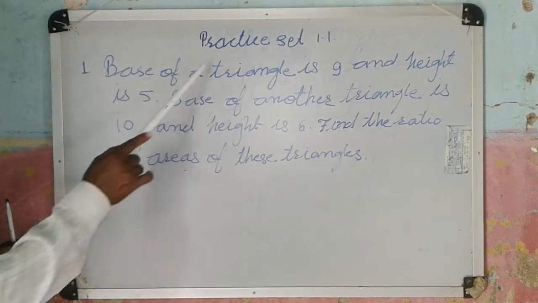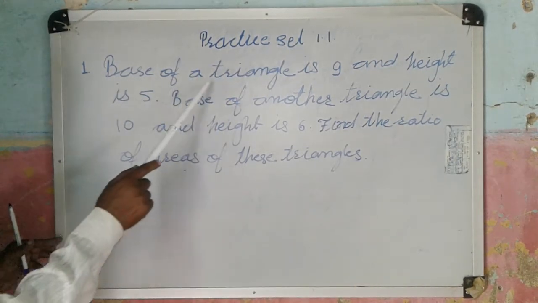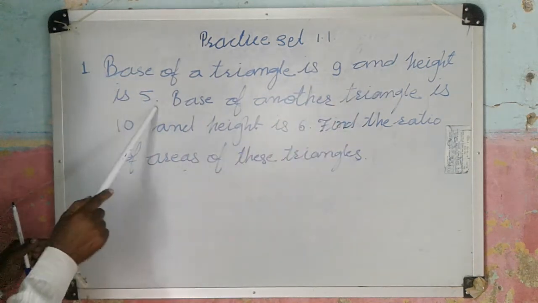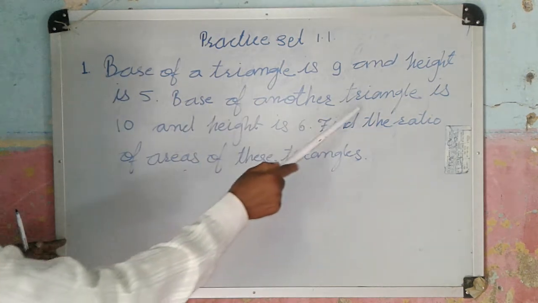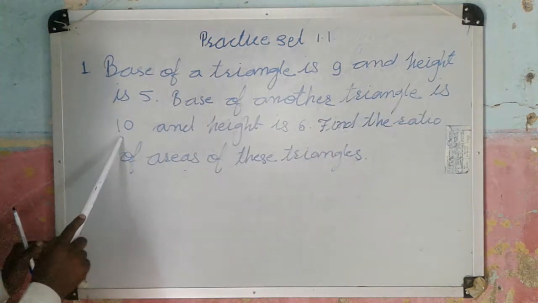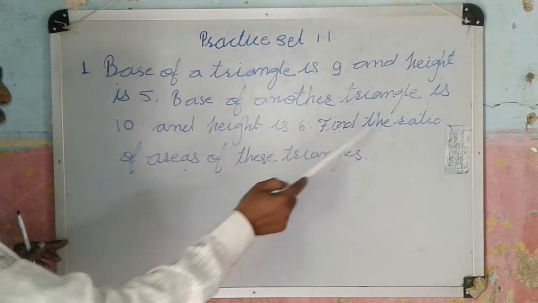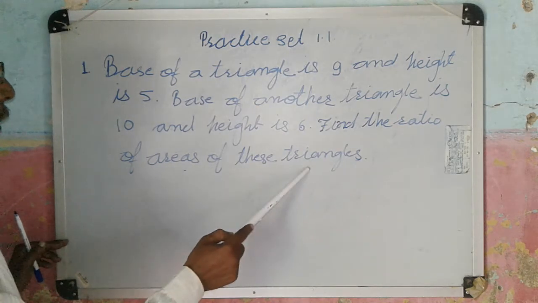Now this is question 1 from practice set 1.1. Base of a triangle is 9 and height is 5. Base of another triangle is 10 and height is 6. Find the ratio of areas of these triangles.